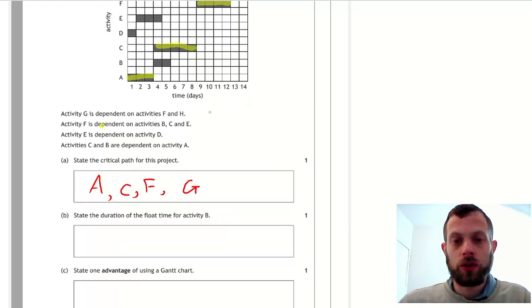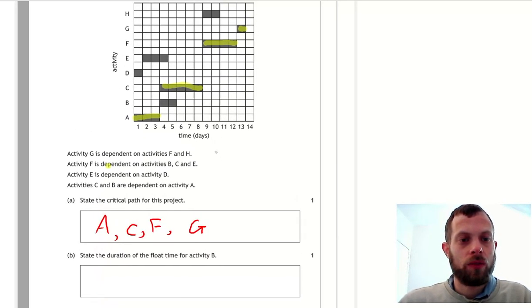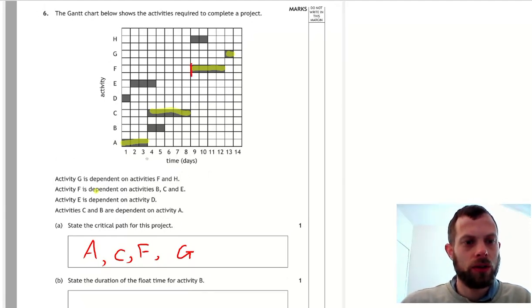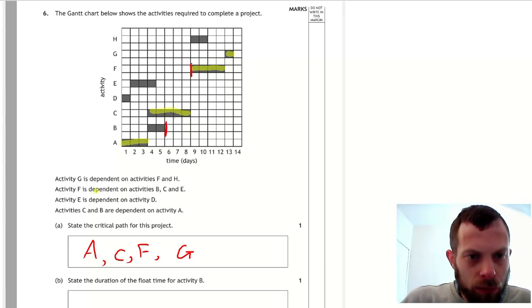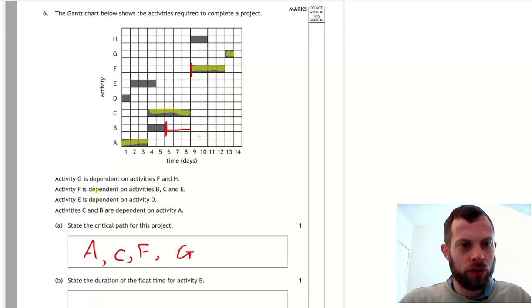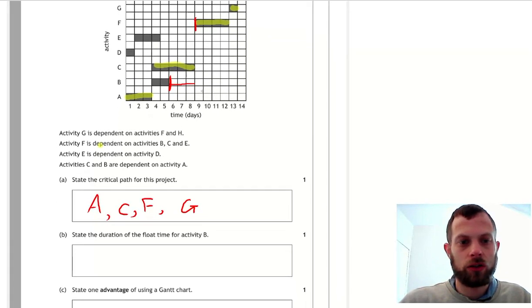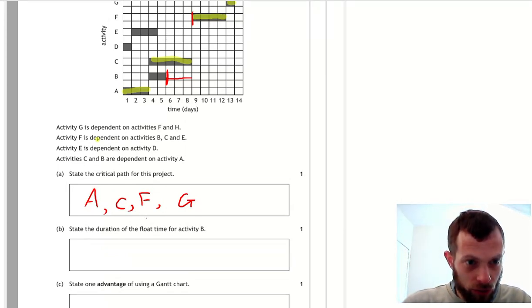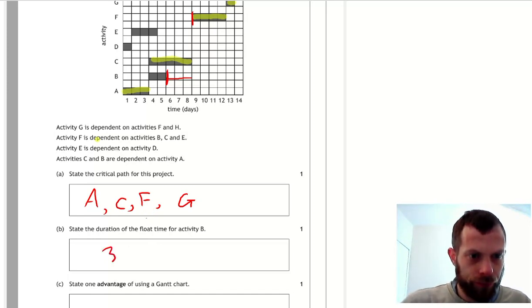The duration of the float time for activity B. Well, the task that depends on activity B is activity F. So you can see activity F starts here, and activity B is here, and in between there's a gap of 3 minutes. What is it, minutes? Well, hours. 3 days. Because C has to finish before F can start. That is 3 days of float time.